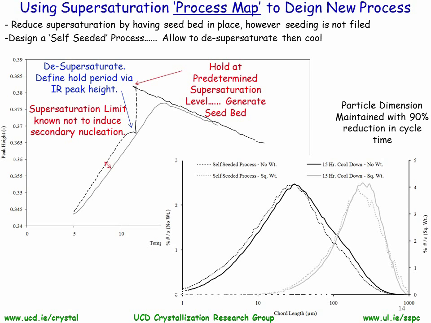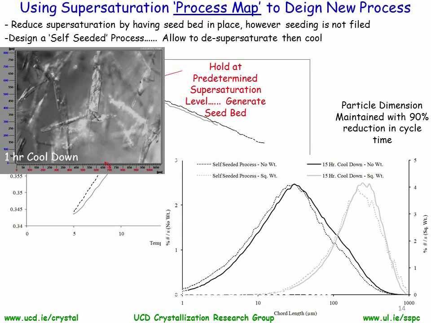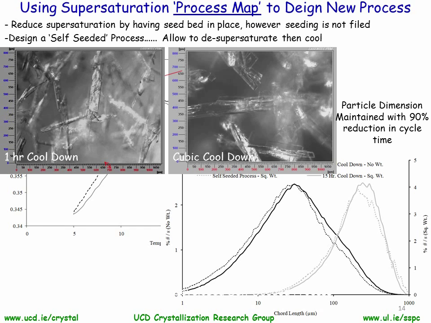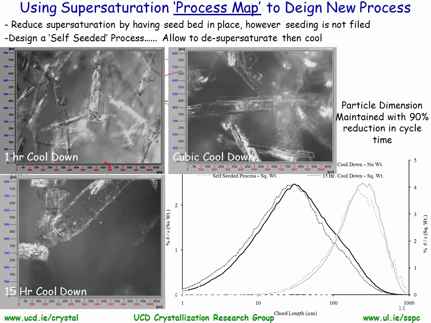So again, with respect to lean manufacturing and process optimization, the IR and FBRM certainly combine together to help us achieve this goal. PVM really shows this shift in particle morphology, as well as SEM images. So here's our 1 hour cooldown experiment, where supersaturation was at its highest. We now go to a cubic cooldown experiment where we reduce bulk supersaturation throughout the batch. So again, you can see the increase in particle size obtained for the benzoic acid.